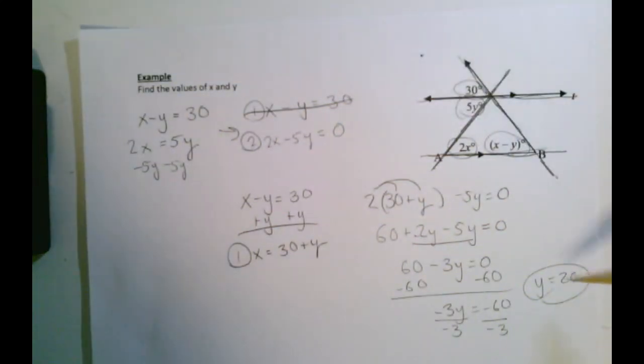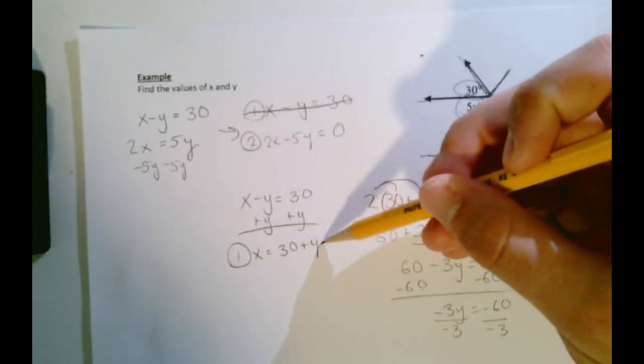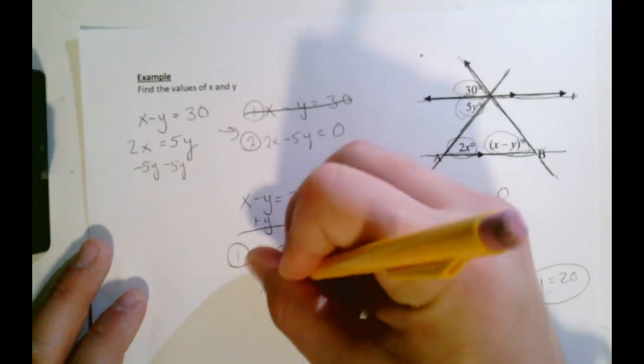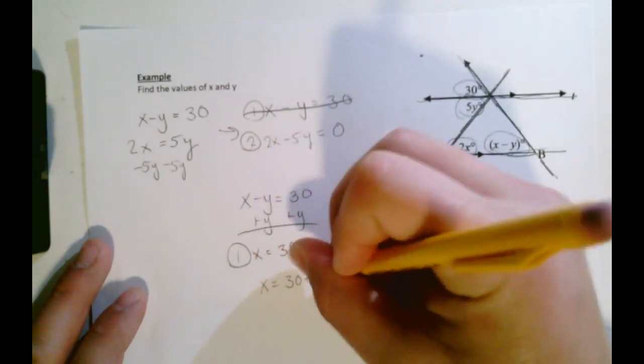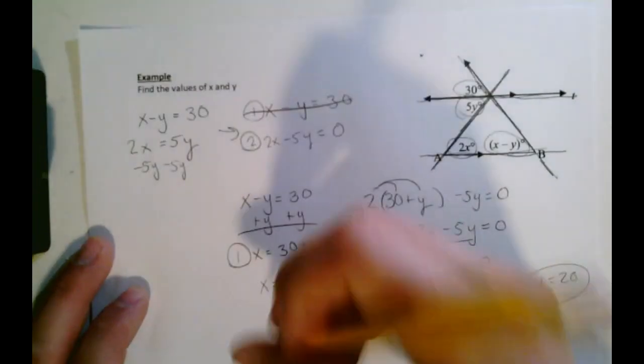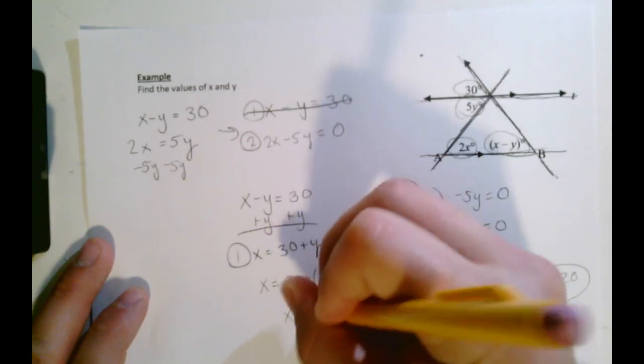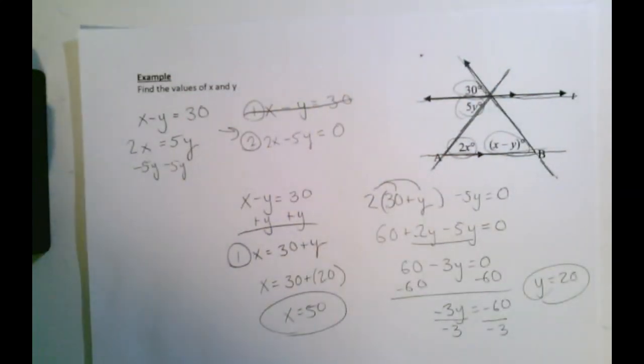So I'm going to take that 20 and substitute back in for y right here. I've already done the work. So this gives me x equals 30 plus 20. That's me substituting in for y. And I get x is equal to 50. So the answer to this question is x is 50, y is 20.